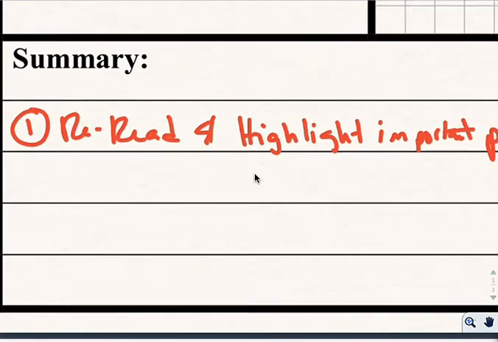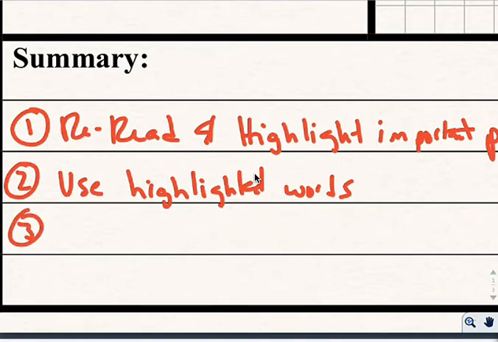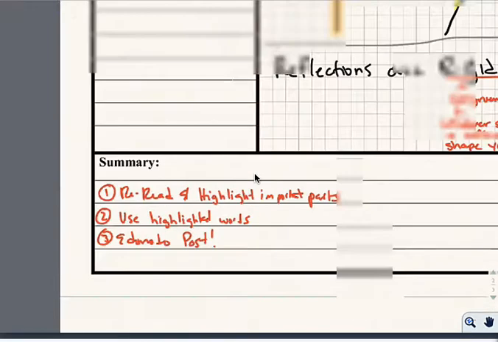And then if you're highlighting them, and again, if you put it in your mind as context of texting your friend, you have to use the highlighted words. Okay, and then of course, if you post this to Edmodo, that's going to be worth some points for you in the end.